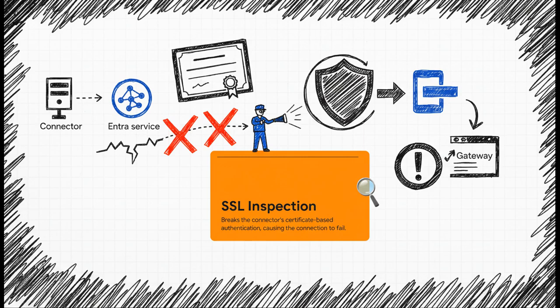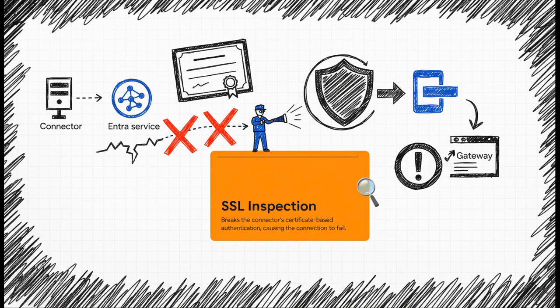The connector and the Entra service have this secure, encrypted handshake that's based on a certificate. SSL inspection is like a well-meaning but nosy security guard who intercepts that secret handshake, pries it open to see what's inside, and then tries to tape it back together. The service on the other end gets this tampered with handshake, says, "Nope, I don't trust this," and slams the door shut. The connection fails. You have to create a bypass rule for this traffic.